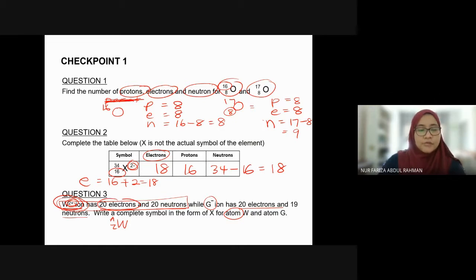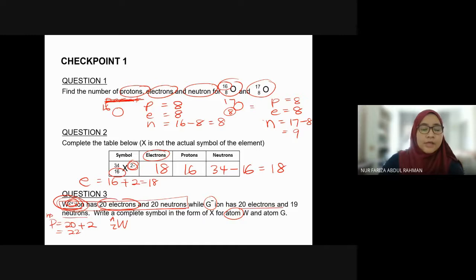So we have to total up the 20 electrons plus the 2 electrons that have been donated. So this is the number of protons. The proton number is equal to 20 plus 2, which equals 22.